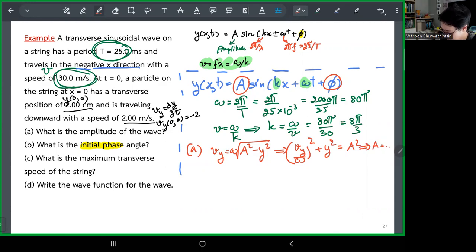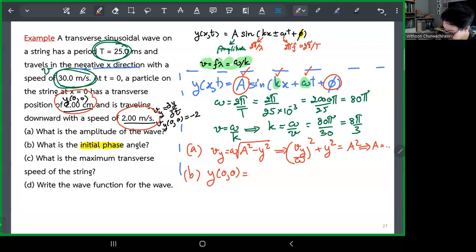All right, what about part B? What about the initial phase angle? Well, that's no big deal now because the information has already been given, and there are two pieces of information that you can refer to, either the position at 0, 0, or the speed at 0, 0. Now your task is almost done because A is known from part A, k is already known, omega is known. The only unknown is the phi. So all you need to do is pick one piece of information, maybe this position when x equals 0, time equals 0. Let's try that. So let me place y(0, 0) in there.